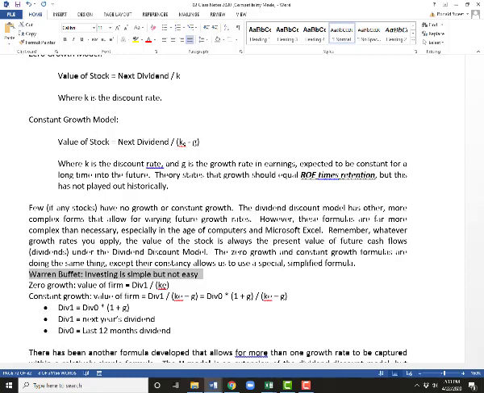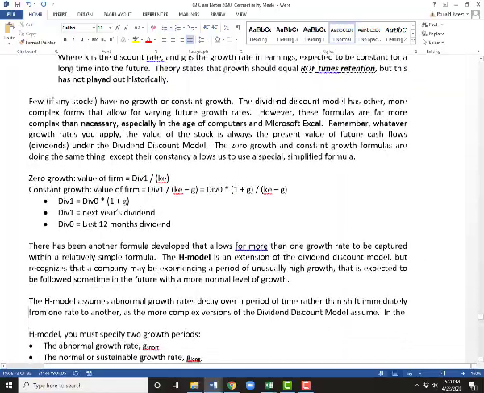Or that Carnival Cruise and United Airlines would see 80, 90% drops in revenues. So, you know, it's hard to forecast even just 1 year out because so much stuff can happen. So in the constant growth, here's our constant growth model. We just saw that one.